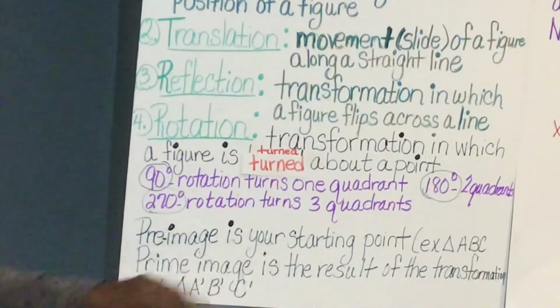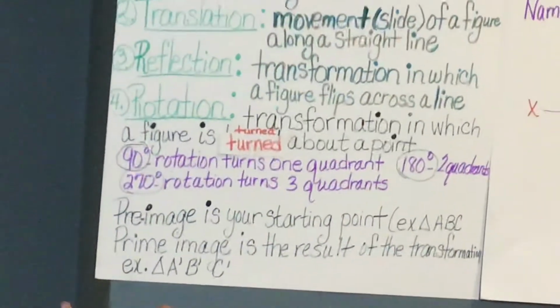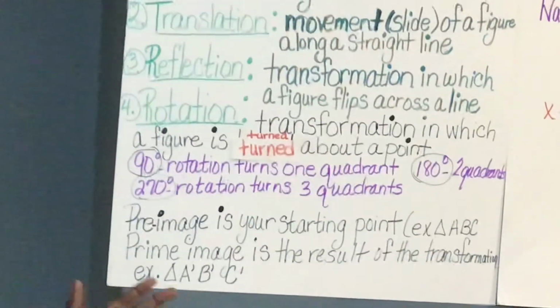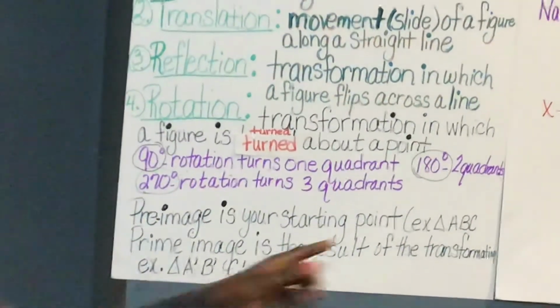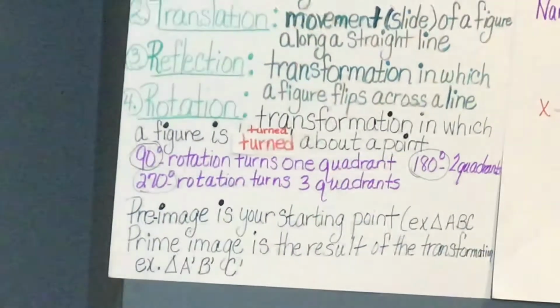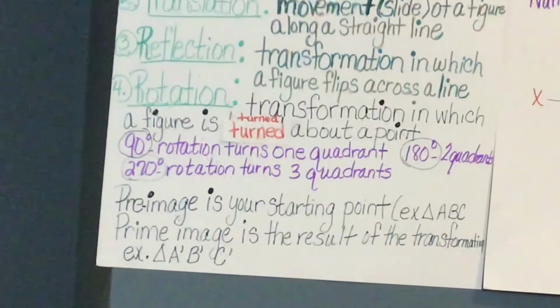Now, here's a very important notation down here at the bottom of this poster, and it talks about the difference between the pre-image and the prime image. With a pre-image, it is your starting point, okay? So, for example, if you have angle ABC, then that would be where you would start, okay?